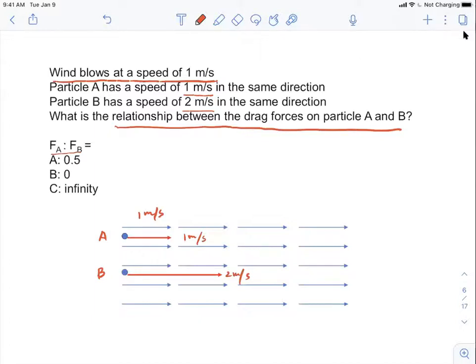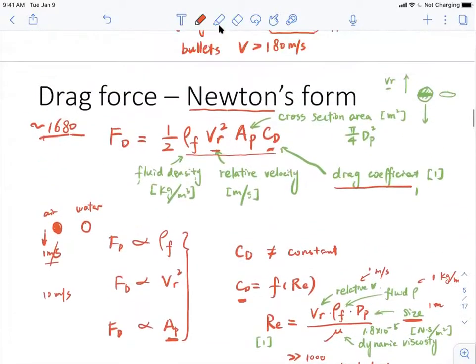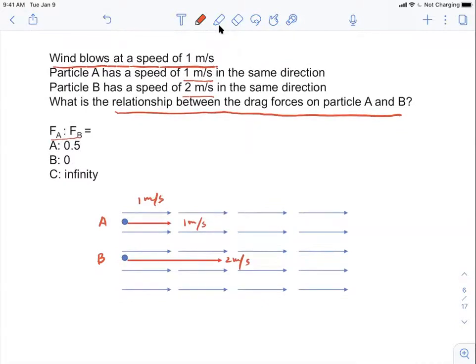So I have to say that this time, the correct answer is in the fewer people, okay? So it should be 0. The reason behind that is if you look at this equation again, the drag force equation, what we're plugging in is the relative velocity between the particle and the flow. In here, we already know that wind is blowing at a speed of 1 meter per second, and particle A has a speed of 1 meter per second in the same direction.